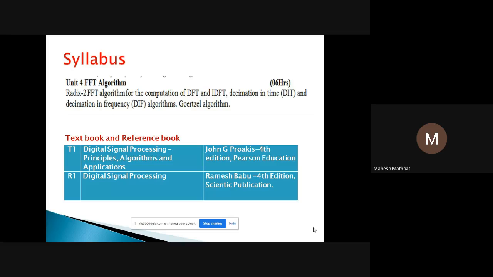Just write down the textbook and the reference book.